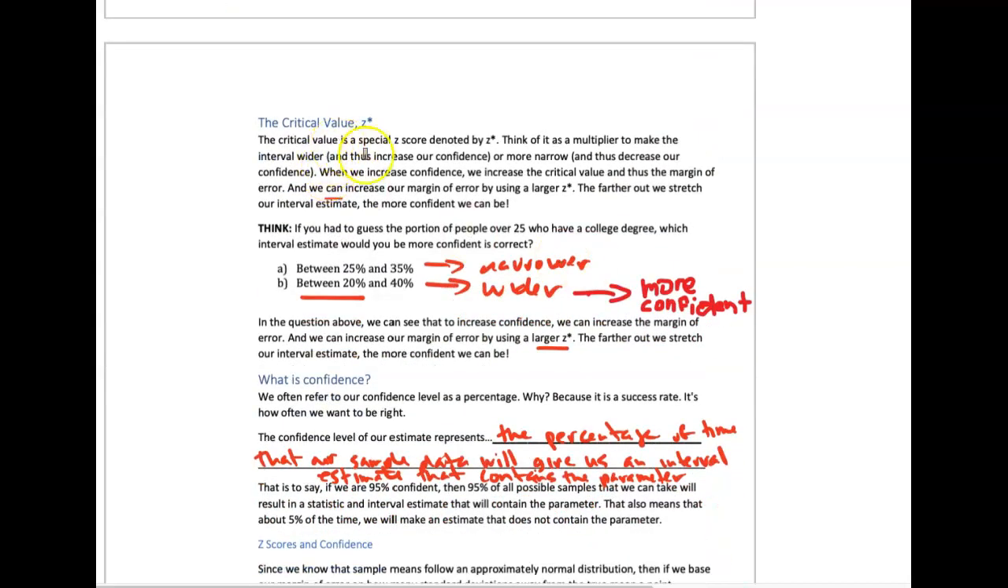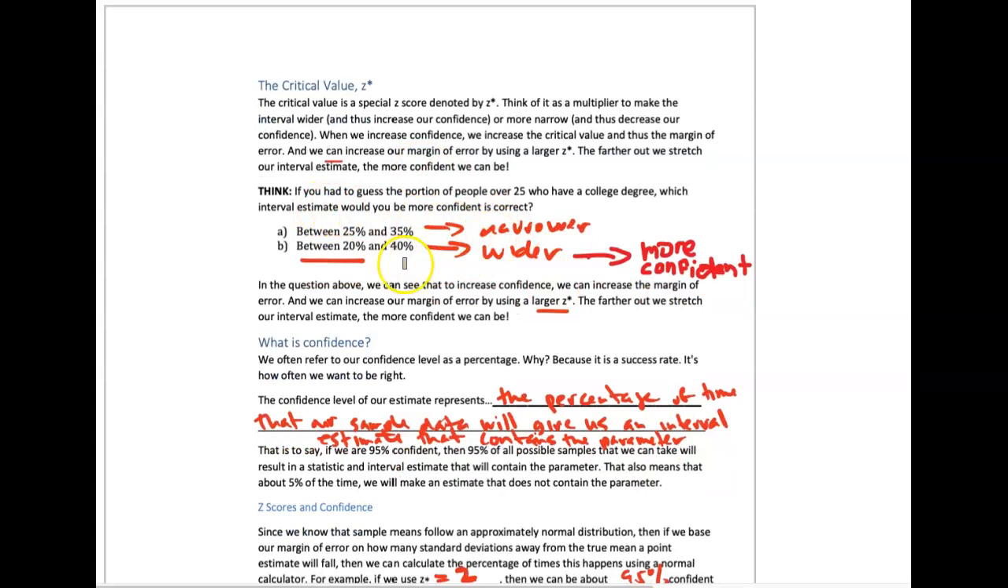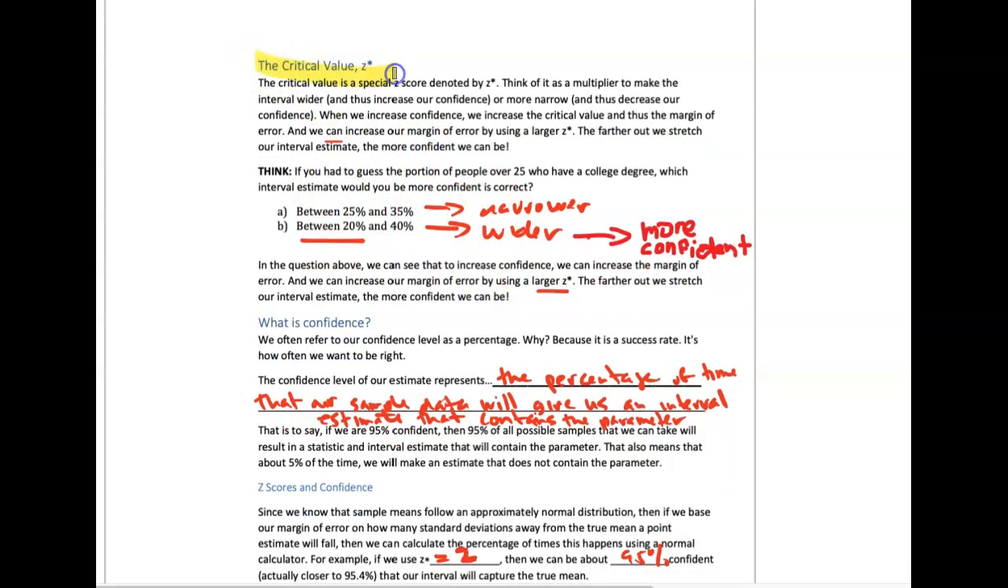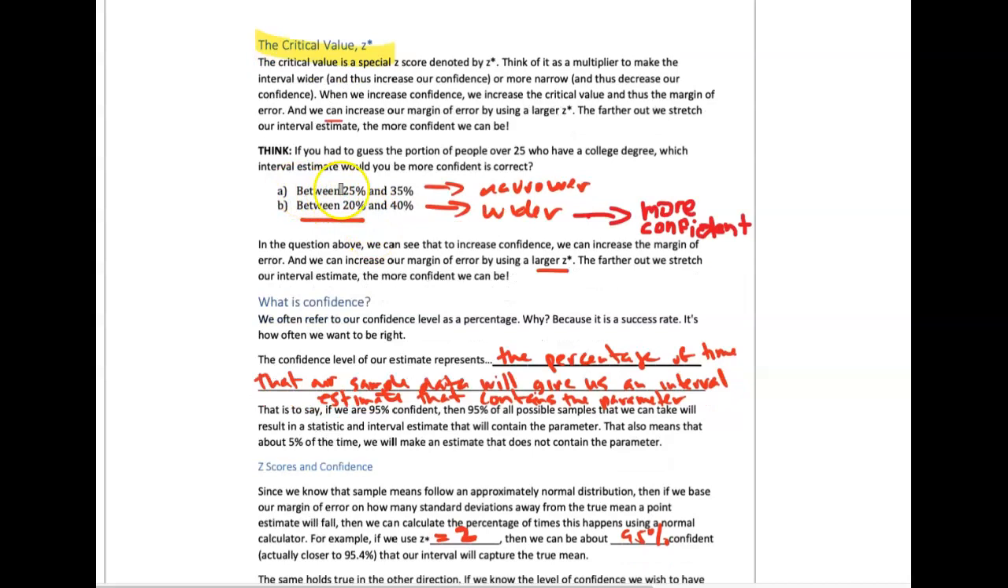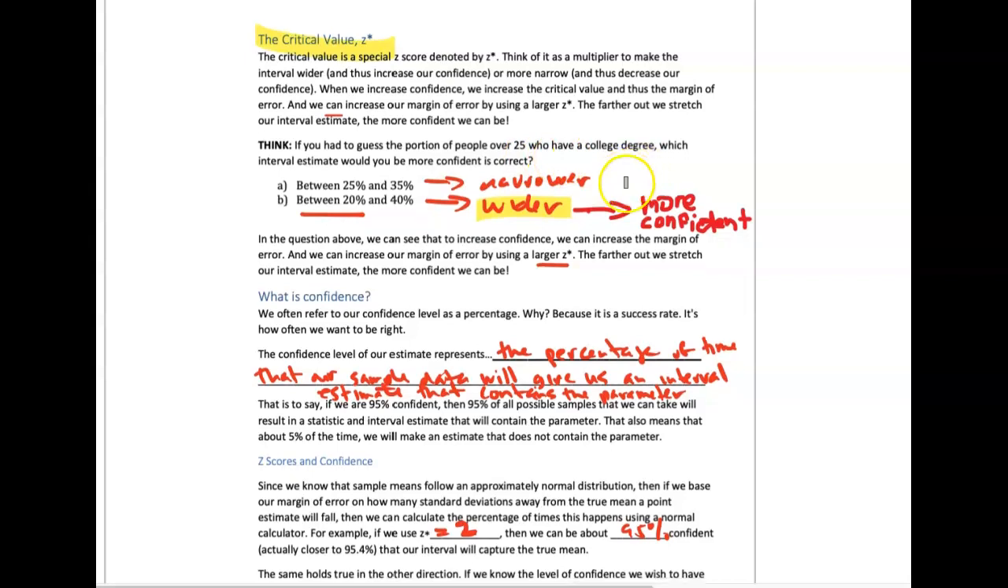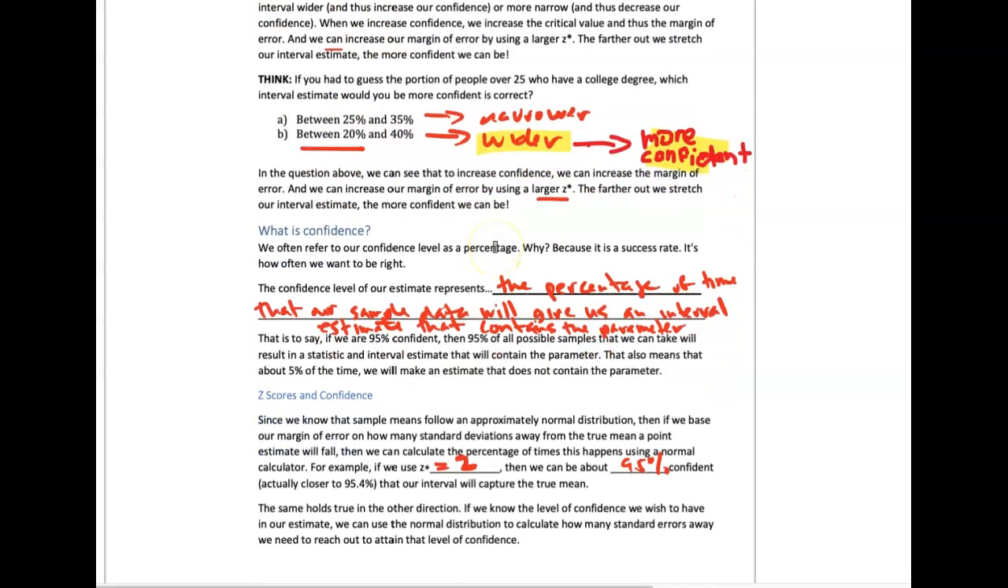So, what is a critical value? When we look at this idea of critical Z score, we're going to be talking about proportions in this case. Think about the general idea: if I have an estimate between 25 and 35% versus 20 and 40%, I'm more confident that the wider one will contain the correct answer. The proportion of people 25 and over who have a college degree, which one is more likely to be correct? I'm more confident on the wider one. The smaller one I'd be less confident about.